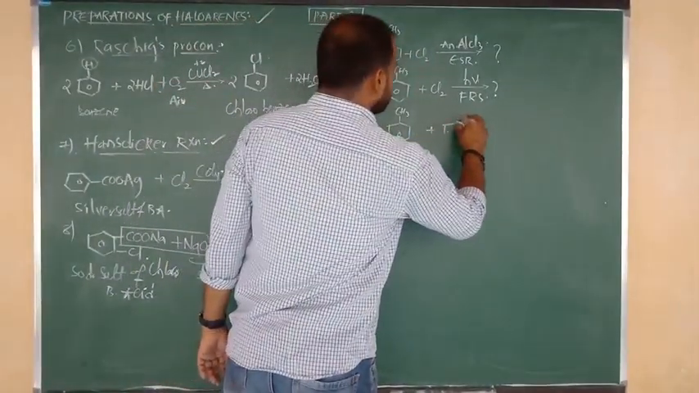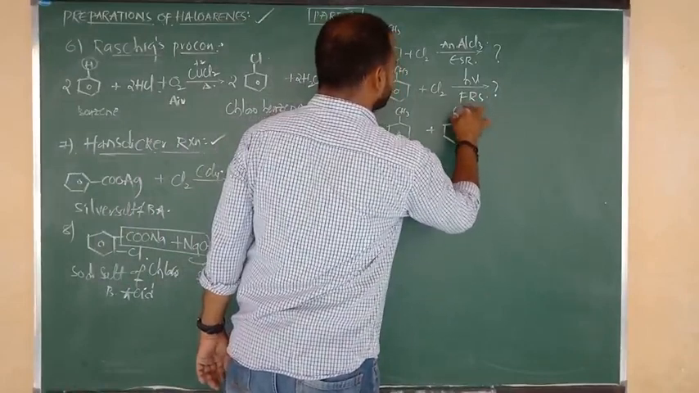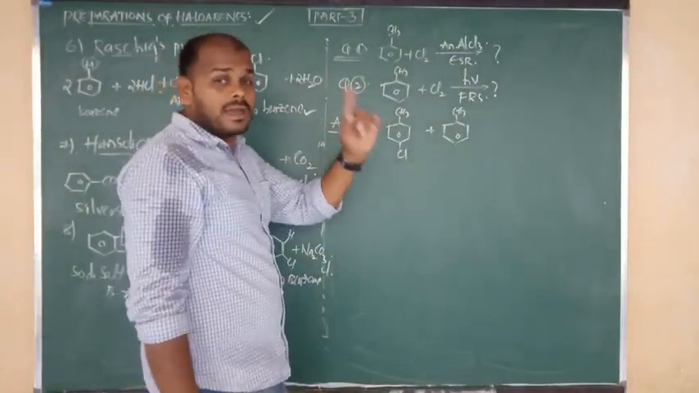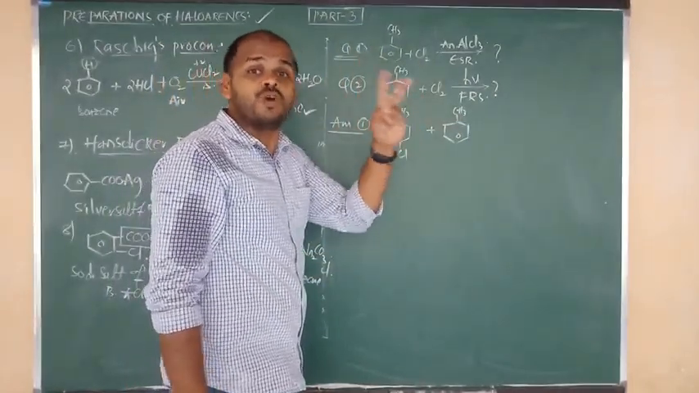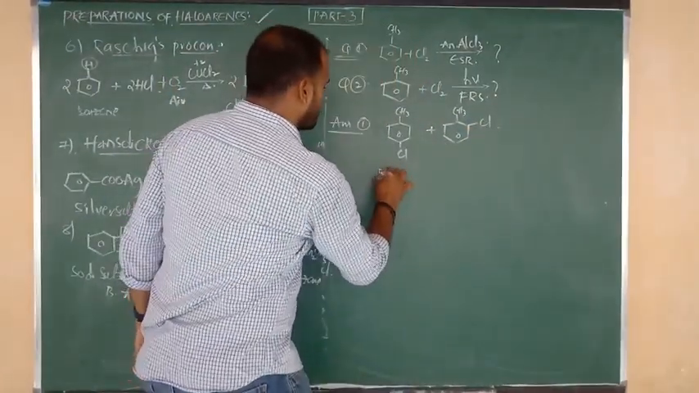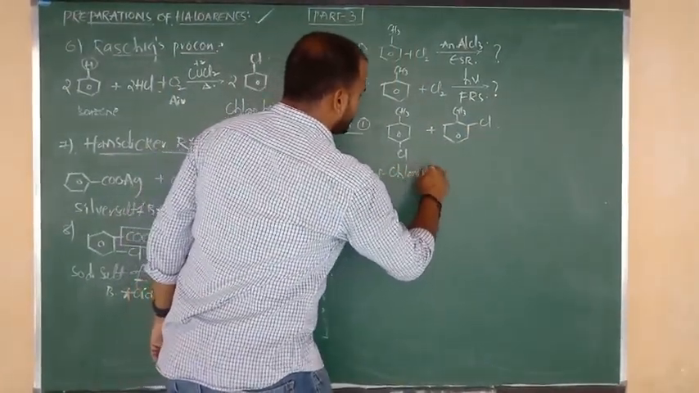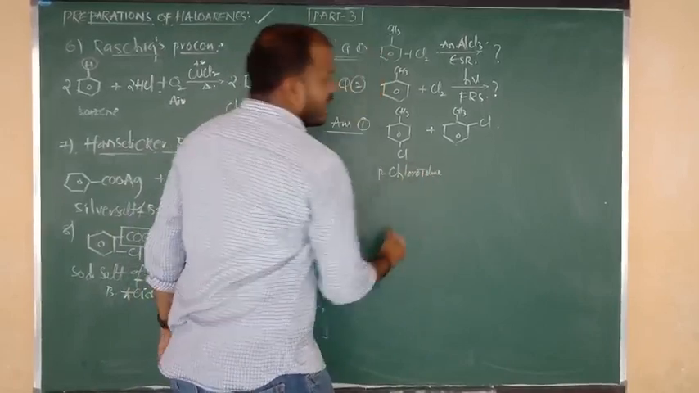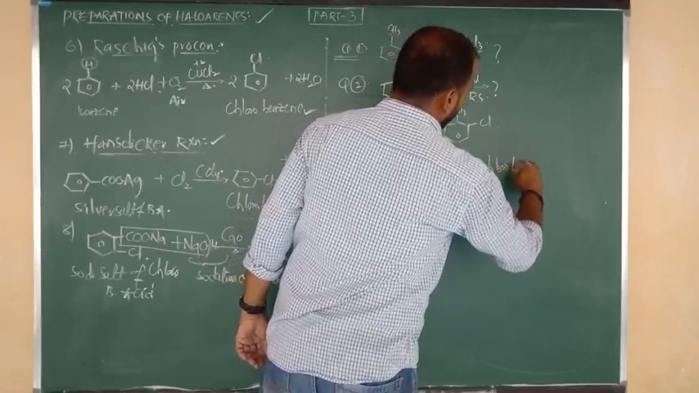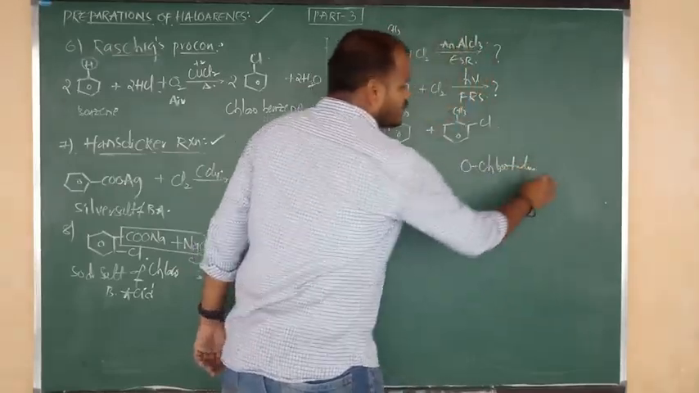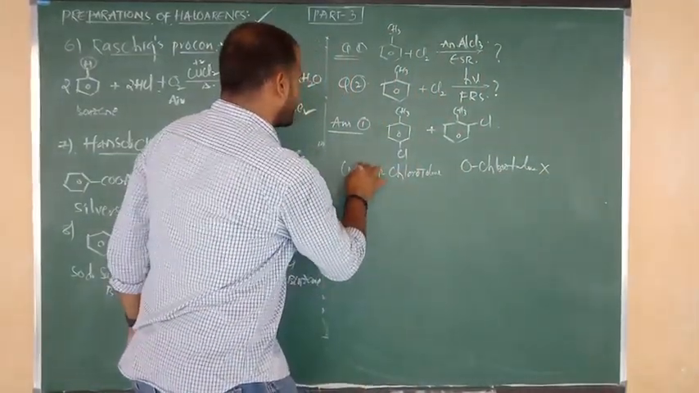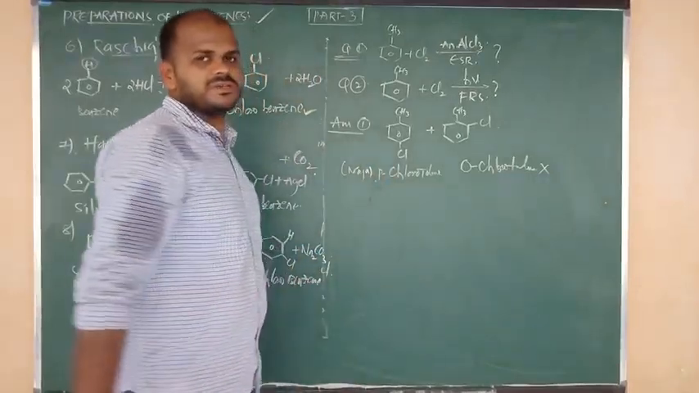And one more product. Again benzene connected to CH3, an electron donating group. Electron donating groups are ortho para directors. One product is para, and the other is ortho. The first product is parachlorotoluene, and the second product is orthochlorotoluene. Orthochlorotoluene is the minor product due to repulsions, and parachlorotoluene is the major product.